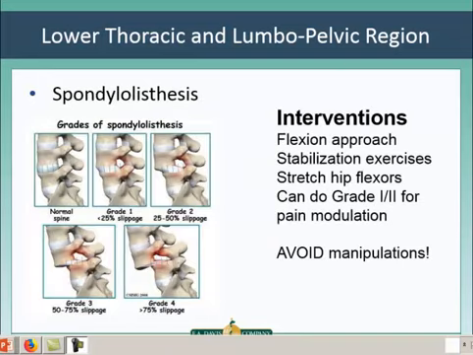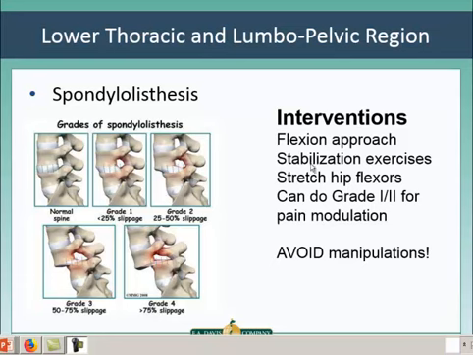Next problem is spondylolisthesis. Now, there are many problems in the spine that can be confused. There's spondylolysis, spondylosis, and spondylolisthesis. If you don't know the difference, it's a good time to go look that up and make sure that you understand the difference among the three definitions of spondylolysis, spondylolisthesis, and spondylosis. What we're talking about here is spondylolisthesis. This is when there's a slippage of the superior vertebra on the one below.